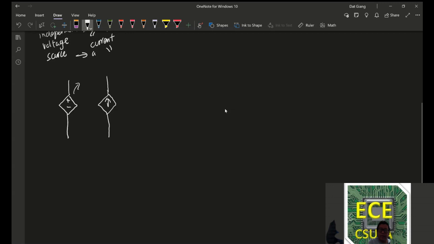This could be current controlled, so it could be controlled by current. It could be controlled by voltage. And this could be controlled by current. And this could be controlled by voltage. The reason why, as mentioned before, they exist is because they're part of a circuit model and something that we can't get rid of.